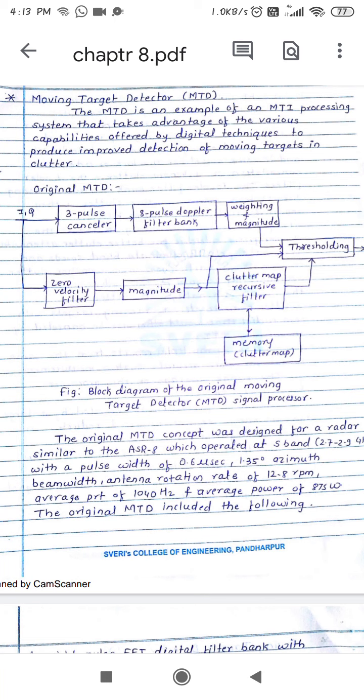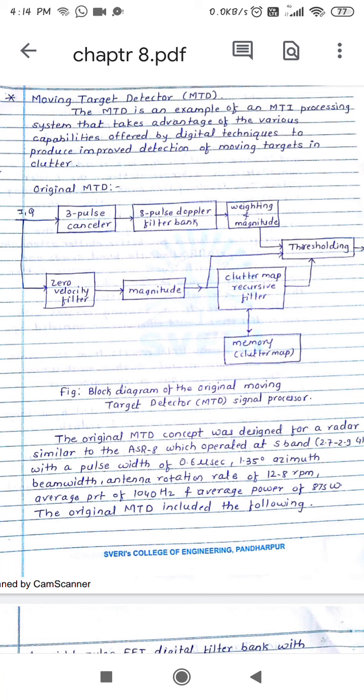I am Lalita Palange. Today we will learn the important points from chapter number 8 of the Radar and Microwave Engineering subject. We will learn two points today, that is MTD, moving target detector, and pulse Doppler. First of all we will see the MTD, that is moving target detector.